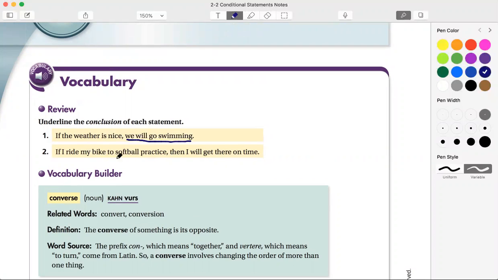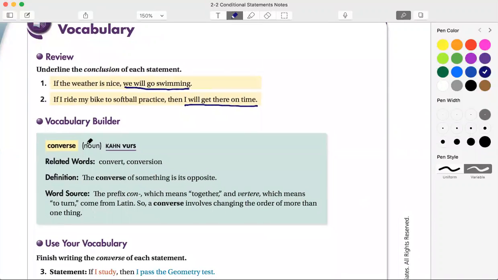So if I ride my bike to softball practice, then I will get there on time. So that is the conclusion. So vocabulary, converse. Related words are convert or conversion. The definition, the converse of something is its opposite. The word comes from the prefix con, which means together, and vertere, which means to turn. So it comes from Latin. So a converse involves changing the order of more than one thing.